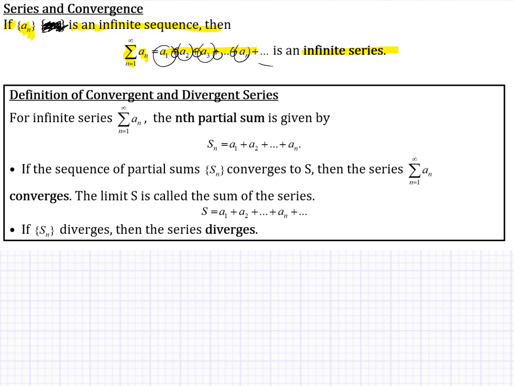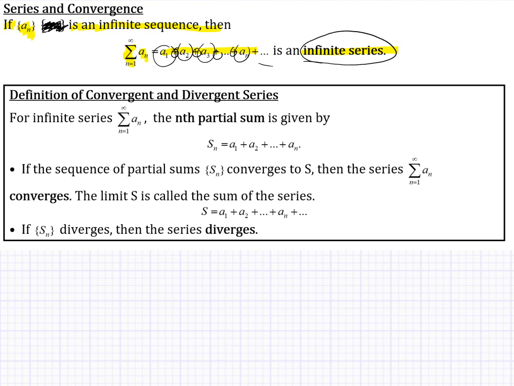Because the question comes, if I add an infinite amount of terms together, do I get an infinite value or a finite value? And sometimes one, sometimes the other. So we've got to figure out what's happening here. There's a bunch of ways to determine whether or not an infinite series adds up to a finite value or an infinite value. The way we start is by talking about something called partial sums.